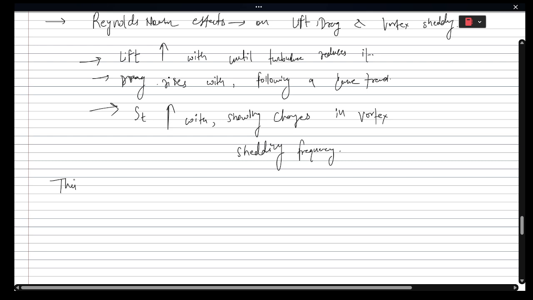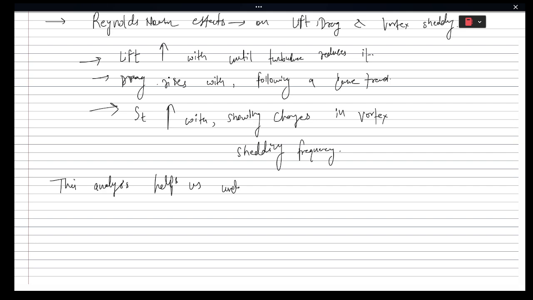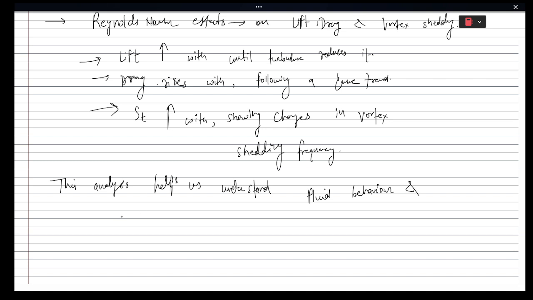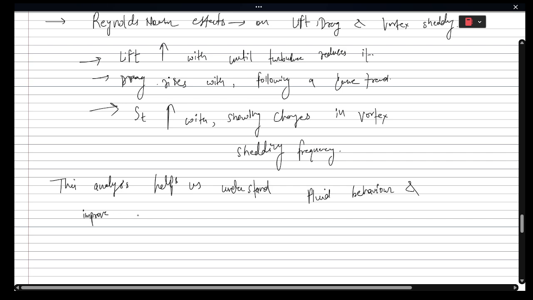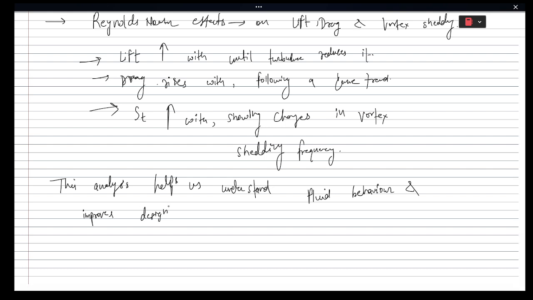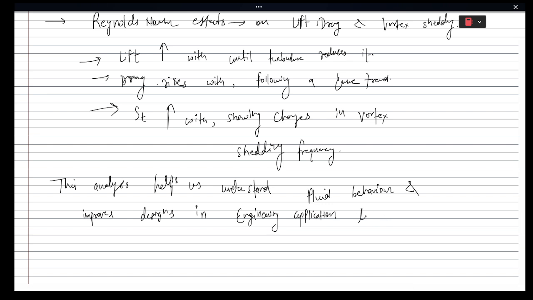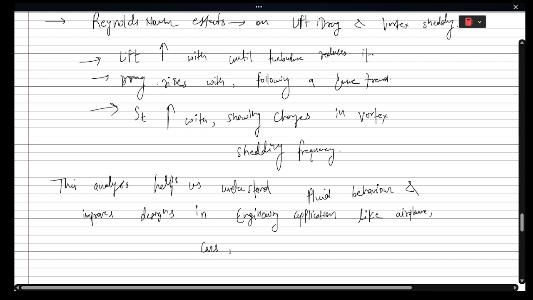Finally, we can say this analysis helps us understand fluid behavior and improves designs in engineering applications like airplanes, cars, and turbines.